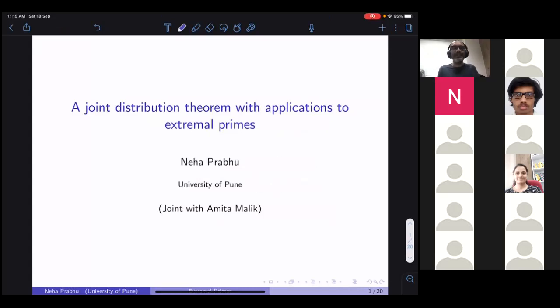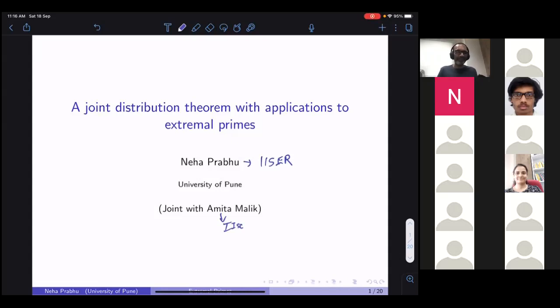Okay, Neha? Thank you, Bhaskar, for the introduction, and thanks to the organizers for giving me this opportunity to speak in this symposium. So Bhaskar just mentioned, even though I'm not in IISER right now, this deserves a talk in the IISER symposium because I'm a former IISER student, and it so happens that Amita Malik is a former IISc student. She did her master's there, so it's work coming out of two former alumni.